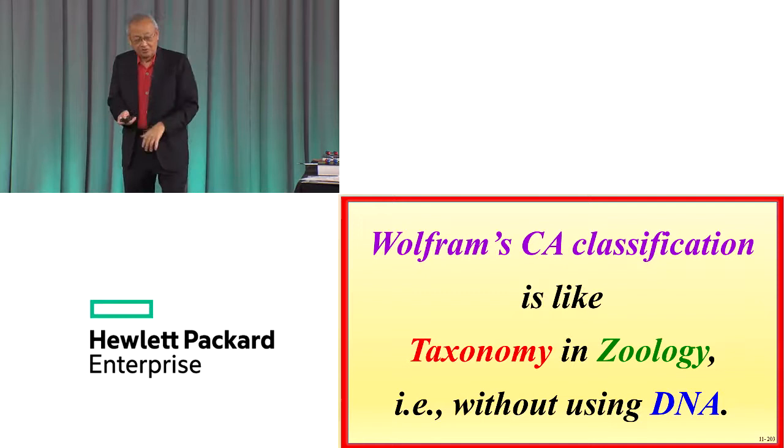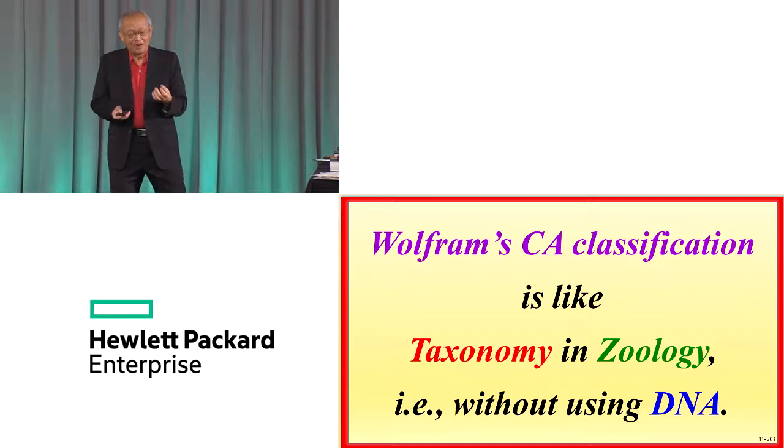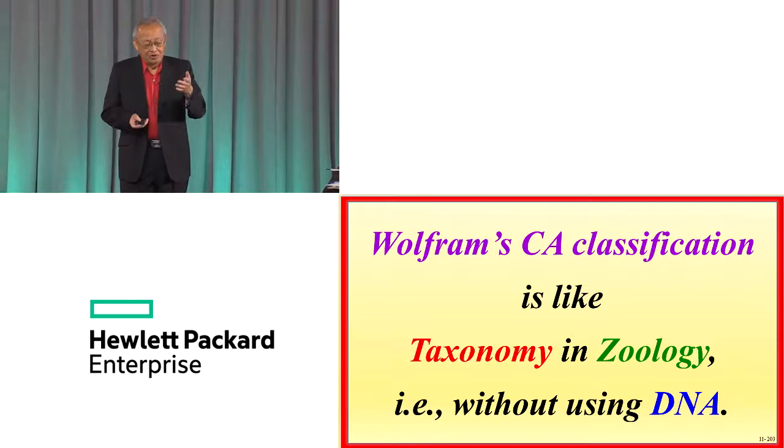And so he tried to classify these 256 rules into different groups that he said have similar properties. But what do you mean by similar? Well, Wolfram didn't have a theory, so his classification is what I call taxonomy. If you're a zoologist, that's what you do. In the days before DNA, what do you do? You look at things that look the same.